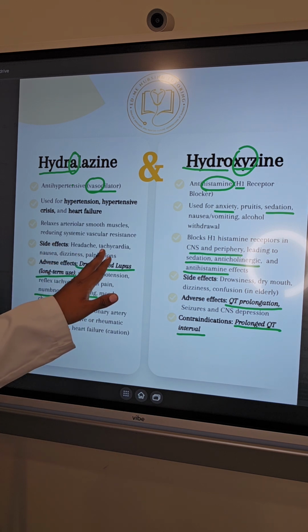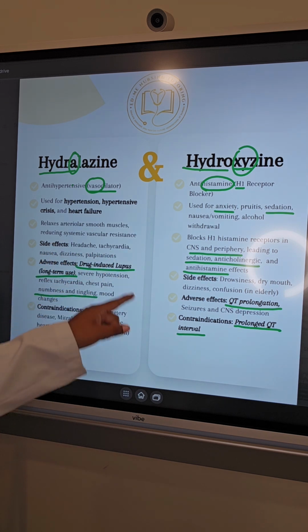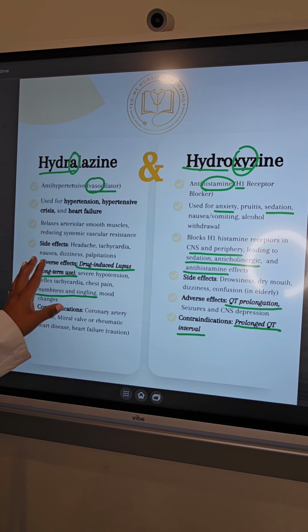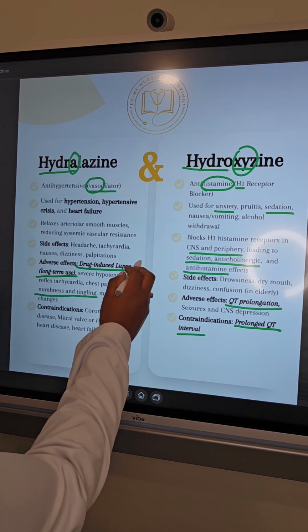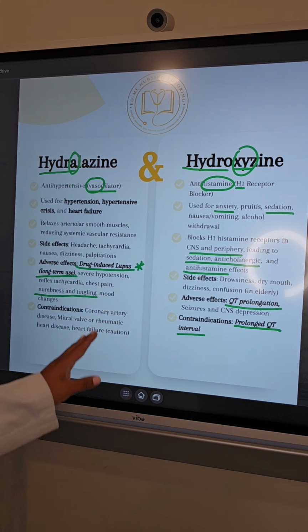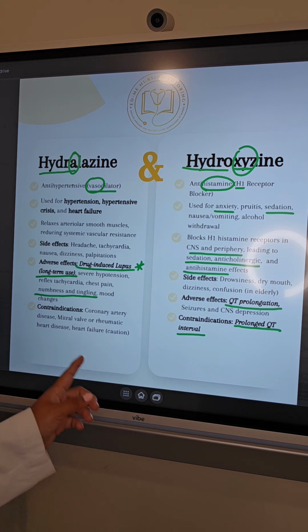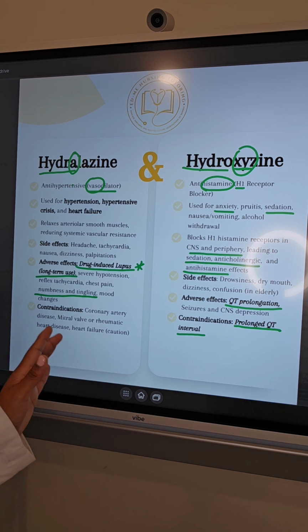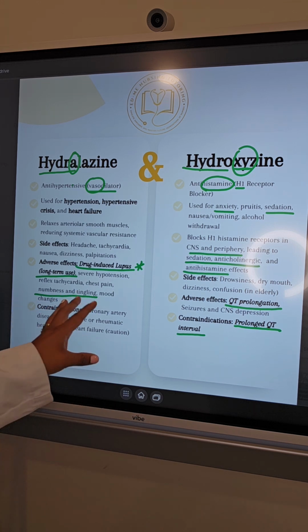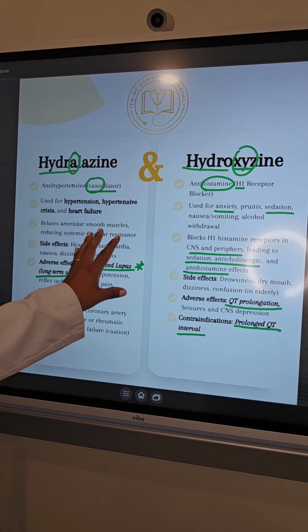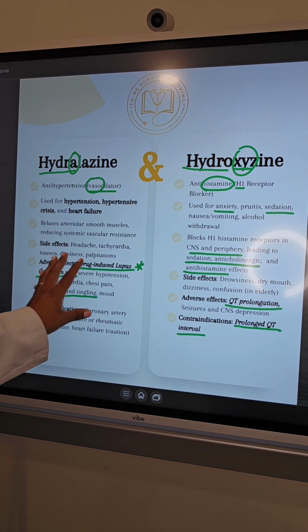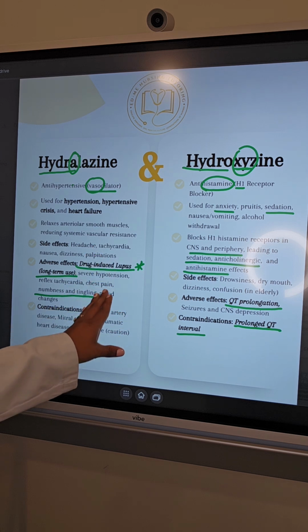Side effects include headache, tachycardia, nausea, dizziness, and palpitations. One of the biggest adverse effects, and sometimes the NCLEX loves to ask about this, is that they can develop what we call drug-induced lupus. Long-term use usually causes this. So you need to caution your clients when you're educating them about hydralazine that if they use it for too long, they need to look for signs and symptoms of lupus.